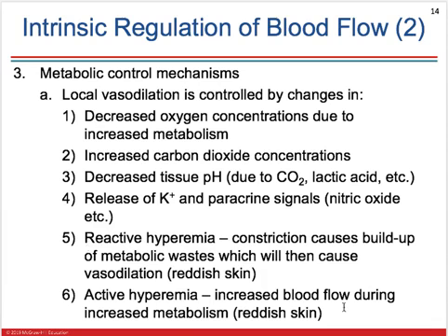Active hyperemia is simply an increase in metabolic demand then causing an increase in blood flow and then producing some reddish skin. So for example, if you were to take a weight and you were to curl that many times in a row, you'll warm up and notice that your bicep will get a little pink because of this increase in blood flow, because of that increased metabolic demand and the need then to deliver more blood to that region.